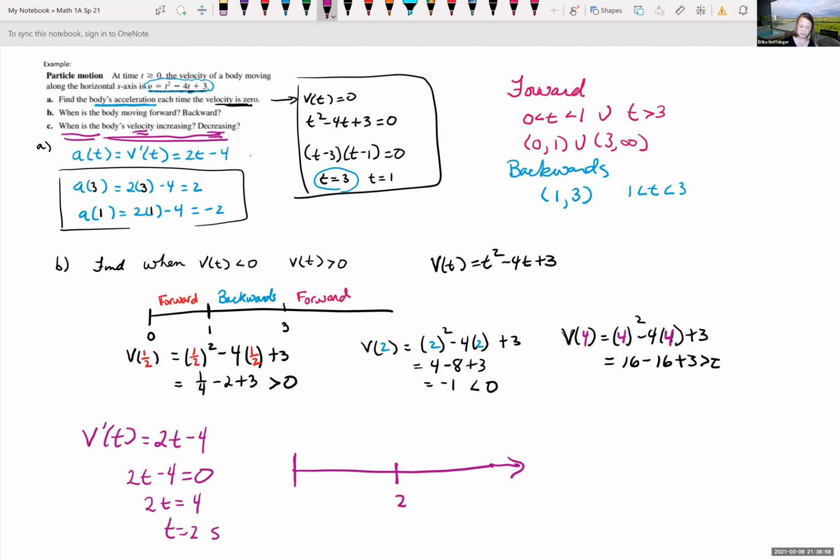And so again, you need to test values in these intervals. I need to choose a value that comes between 0 and 2. So how about plugging in 1? My velocity derivative is 2t minus 4. So plugging in 1, I have 2 times 1, which is 2, minus 4 is negative 2. So this is decreasing. My velocity is decreasing here.